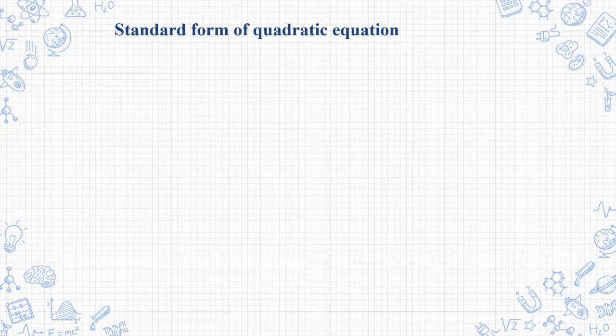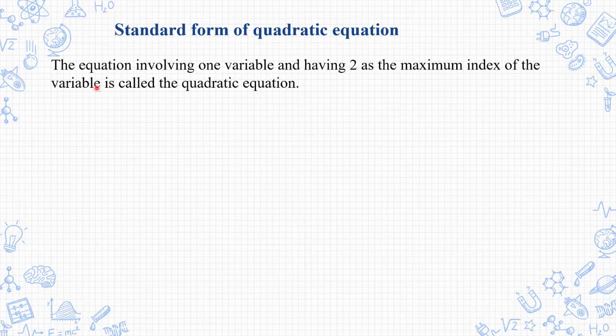Let us understand what is the general form or the standard form of a quadratic equation. An equation involving only one variable and having 2 as the maximum index of that variable will be called a quadratic equation. See, the general form is ax square plus bx plus c equal to 0.